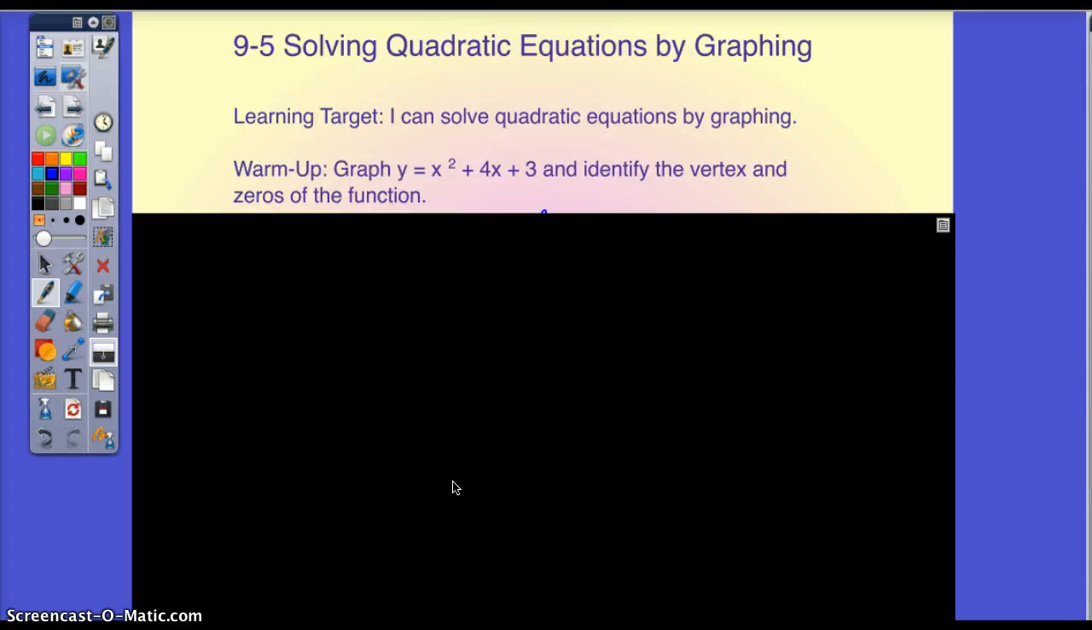Now that you guys have checked your homework, we're going to start 9-5 and we're going to actually solve quadratic equations by graphing. So your learning target is I can solve quadratic equations by graphing. We already know how to graph, so your warm-up is to graph y equals x squared plus 4x plus 3 and identify the vertex and the zeros of the function. Please hit pause, do the warm-up, and then I'm going to have the solution up here.